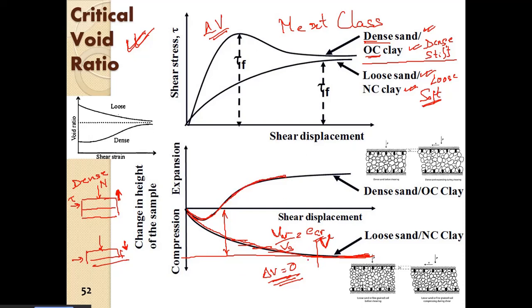Then similar to the normally consolidated soil, after a particular expansion in the soil, there will be no volume change in the soil. So the volume change will be 0. Right? So this is the total volume that it has expanded. This is the expansion for the dense sand, and this is the compression for the loose sand.